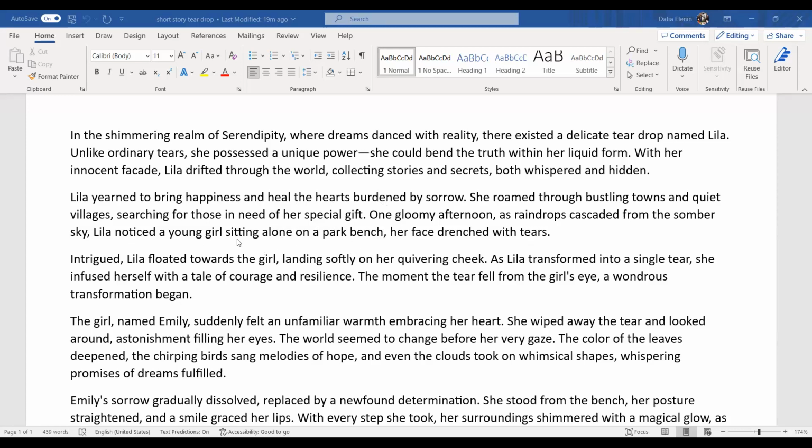Is there another person here in this paragraph? Oh yeah, the girl sitting alone on the park bench. Excellent, very good. And now we can talk a little bit more about the setting. So is it morning or afternoon? The event is happening in the afternoon or morning time?